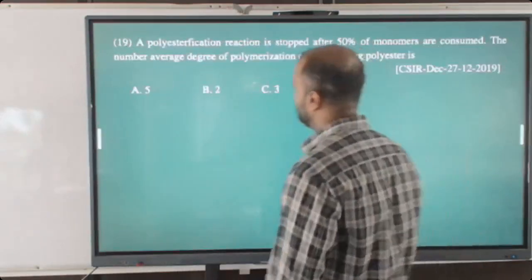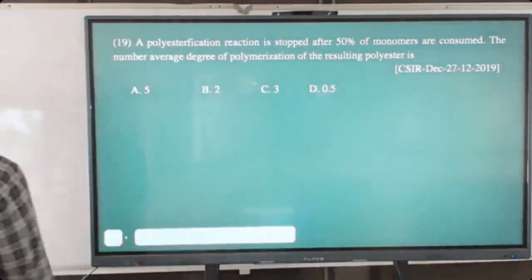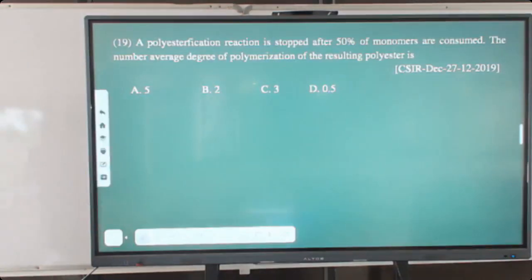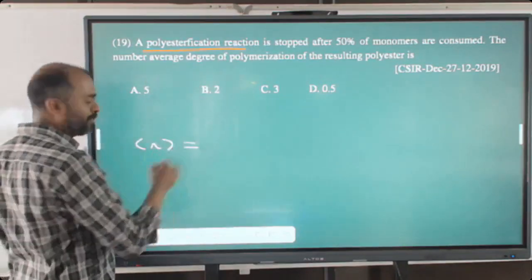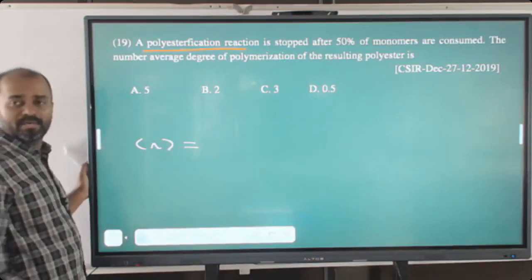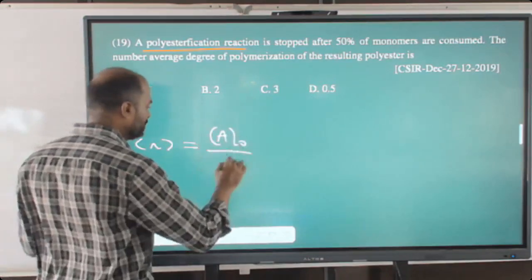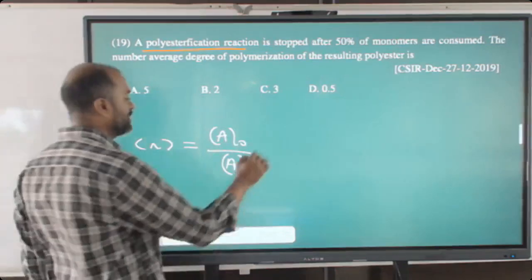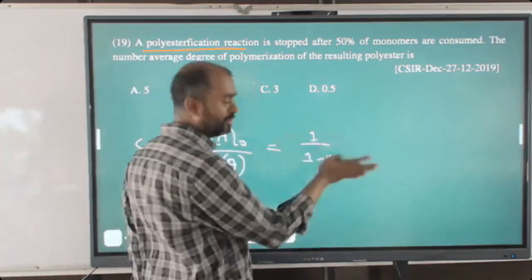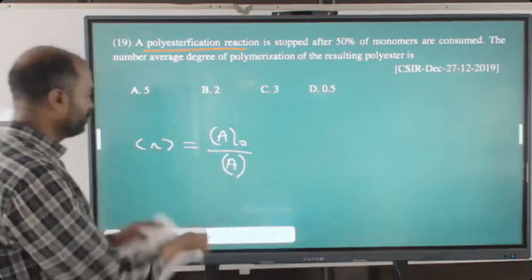This is question number 19. A polyesterification reaction is stopped after 50% of monomers are consumed. What is the number average degree of polymerization of the resulting polyester? Degree of polymerization n is equal to what equation? So many equations are there. The first equation is A0 by A. Another is 1 divided by 1 minus P. So many different equations are there. Here it is better to use the A0 by A equation.